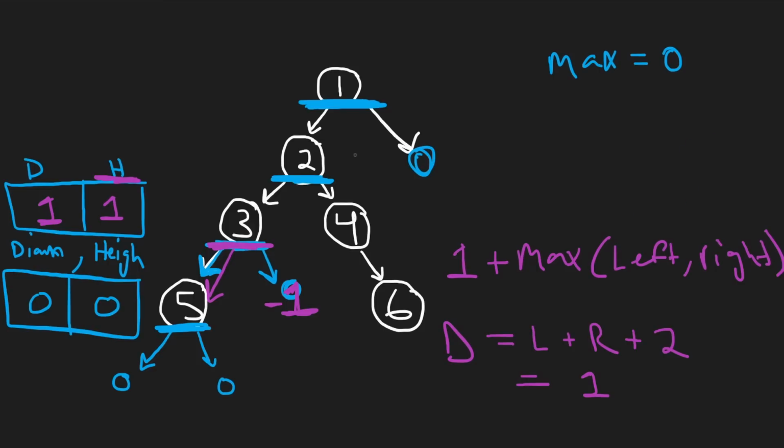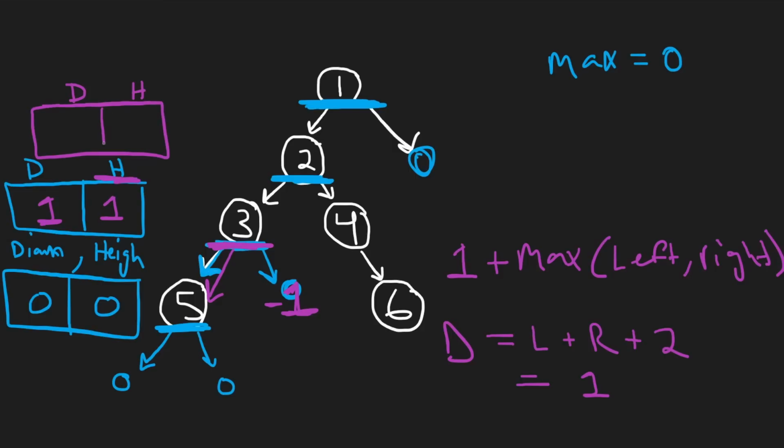But the key here is that we're going bottom up. We're finding the diameter from the bottom nodes and then working our way up to the root. That's what's allowing us to cut out some of the repeated work. So you can see that these diameters and heights are actually going to apply to these nodes as well, right? This node is going to have a diameter and height of 0, 0. This node is also going to have a diameter and height of 1, 1. But what about this node? What's the diameter and the height of that node?